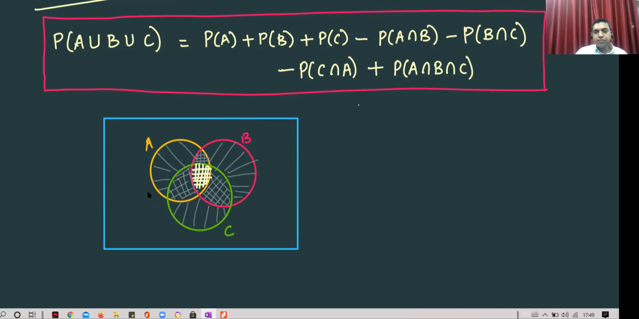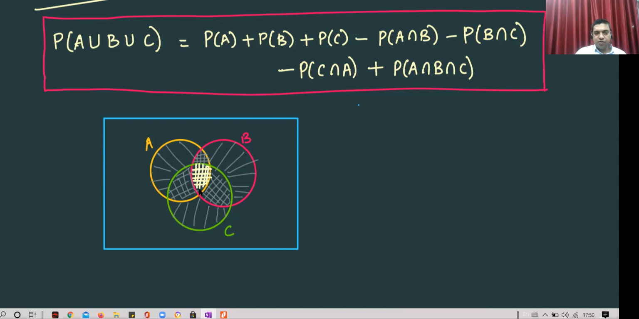So what do we do now? This checked portion, the gray checked portion, has to be removed once. That's why we remove A intersection B once, B intersection C once, C intersection A once. This region was counted twice and removed once, so it has effectively been counted once. This region is counted twice and removed once, so it has been counted once. Similarly, this region is counted twice and removed once, so it has been counted once effectively. That is not a problem.